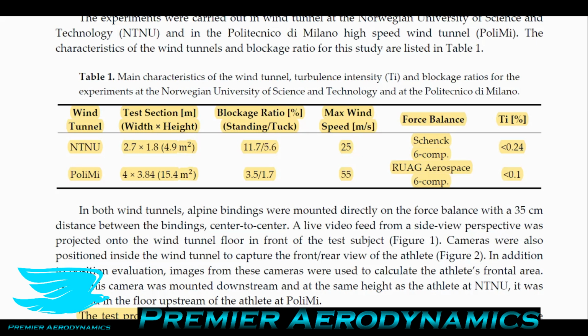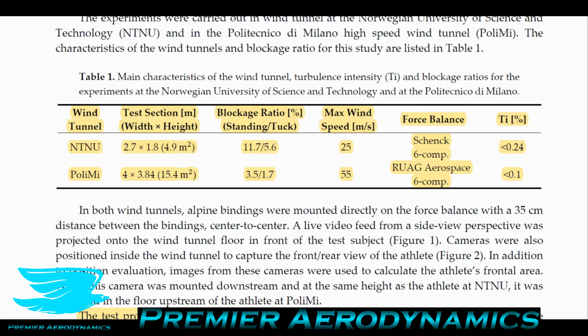Now, one thing that we should discuss is the turbulence intensity. The turbulence intensity of the wind tunnel in Milan, the bigger one, was 0.1%, which is really good. The one in Norway was 0.24%, which is still really good, but it is different. And I also did another podcast on the effects of turbulence intensity on the flow and flow physics. That was podcast number 32. If you want to learn more about why turbulence intensity is so important, check that podcast out. But in a nutshell, turbulence intensity does affect the flow, and it does affect at what Reynolds number the flow will be turbulent.